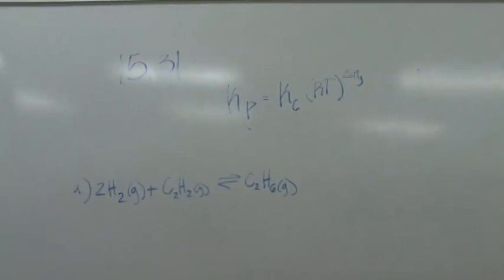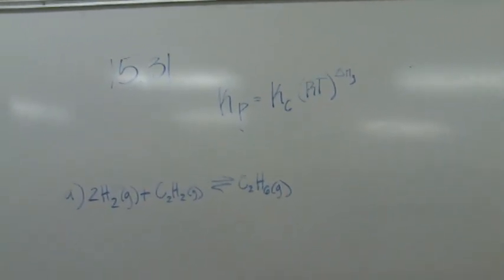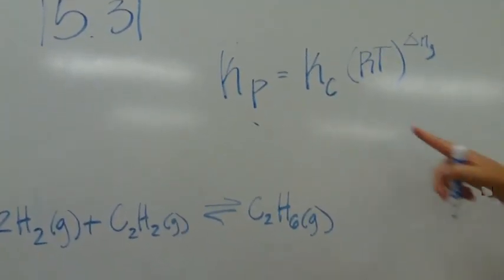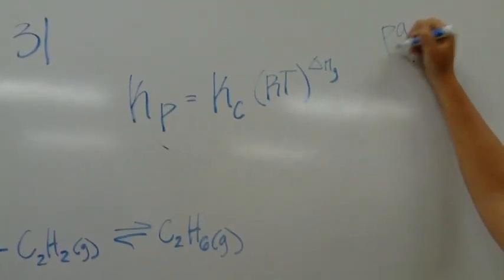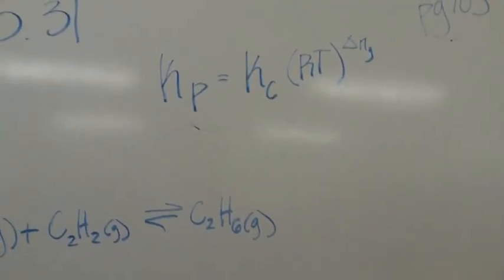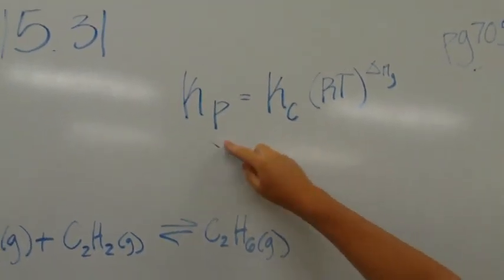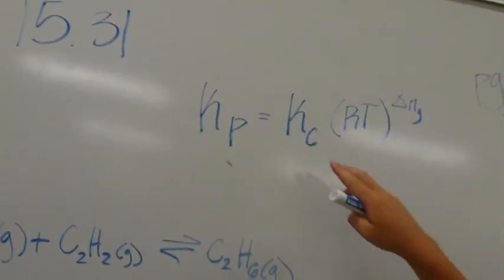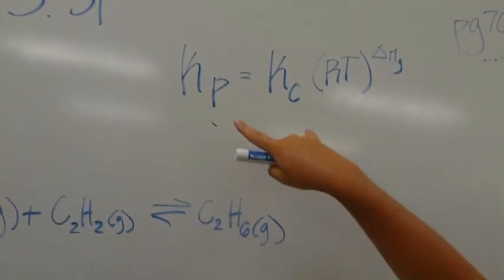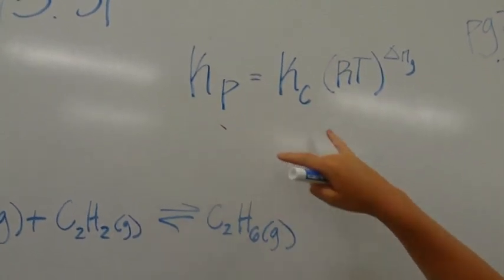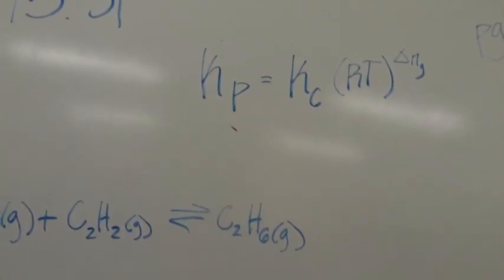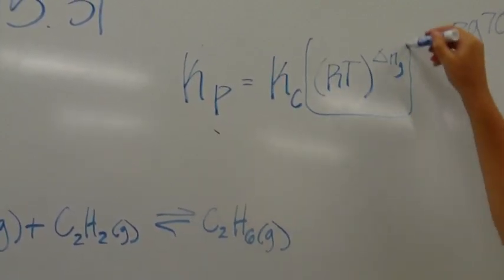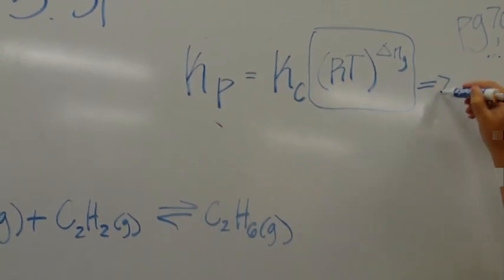For which of the following reactions does Kp equal Kc? All right, so for this problem, you're going to want to use this equation, which is found on page 705. Basically it just relates the Kc value to the Kp. As you can see, the problem asks for which equation Kp is equal to Kc. So in order for that to occur, we need this part of the equation to equal 1.